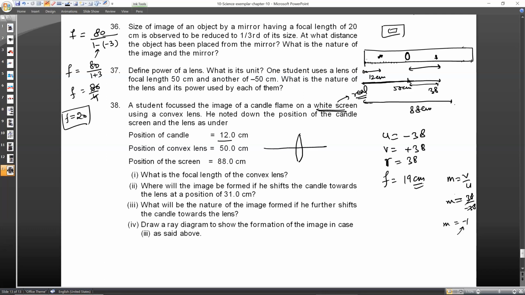Now, what is being asked here? What is the focal length of the convex lens? So we have calculated. Where will the image be formed if we shift the candle towards the lens at a distance of 31 centimeter? So if you are just shifting this at a distance of 31 centimeter, then where is the image going to form if you put the object? Tell me.